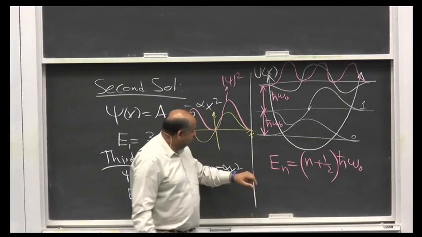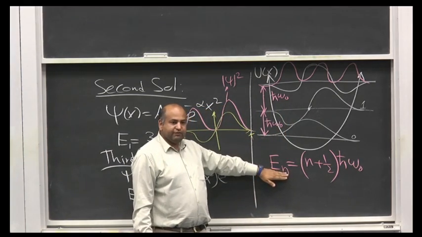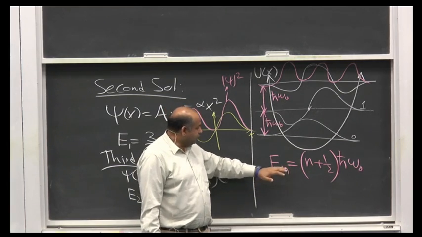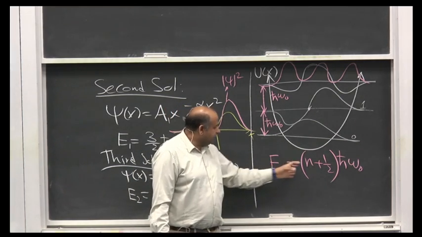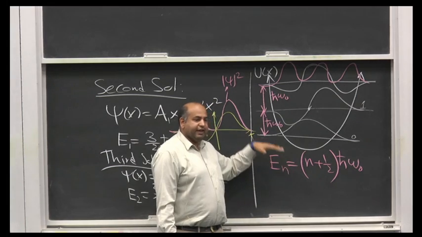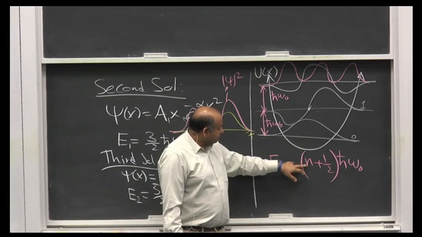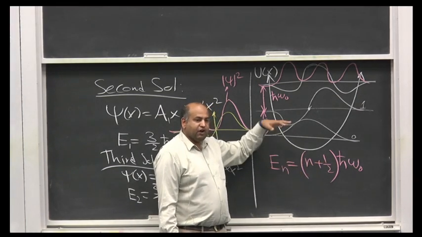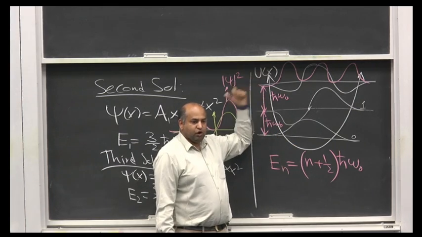this relation, that in each level the energy is given by this. In the ground state when n is 0, the energy is half h cut omega naught. In the next level energy is 3/2 h cut omega naught, then 5/2 h cut omega naught, and so on.